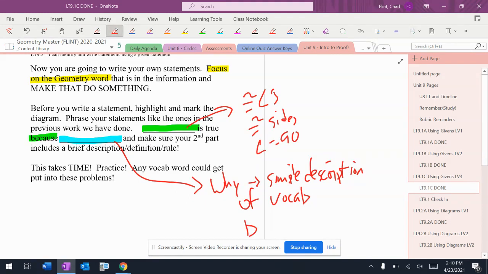So, bisector creates two equal parts. Something very simple. I don't need a lot of words. You can write a lot of words if you want, but I think sticking to this simple description is the best way to do this. And I'm telling you, this takes time.